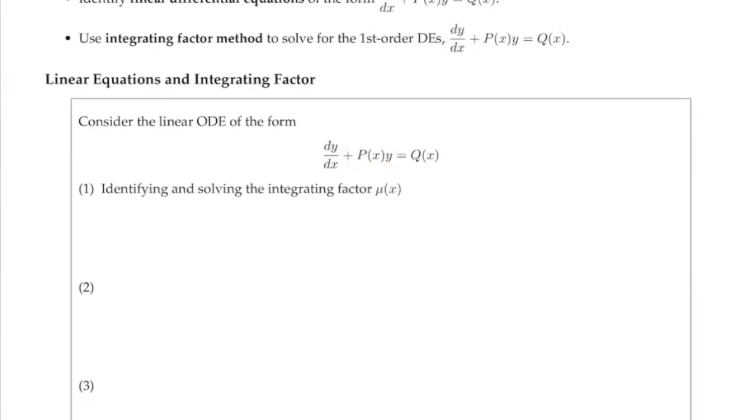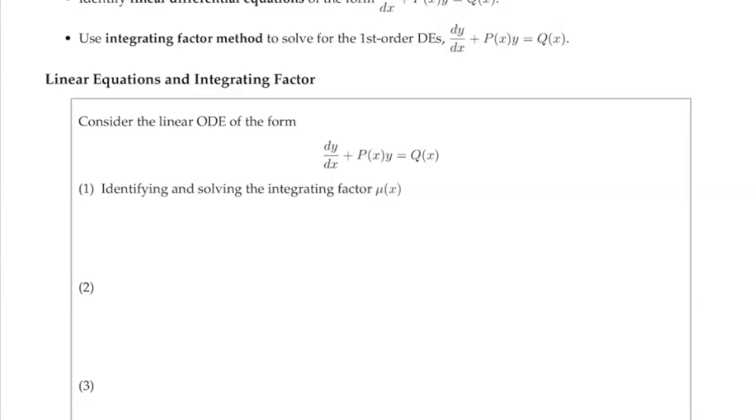So q of x has to be different from 0 for the most part, because if it's equal to 0, then you can just use separation of variables to solve the differential equation. And p of x is usually either a constant different from 0 or a function in terms of x. So it depends on the differential equation. The first step is always to try to identify what is p of x and what is q of x.